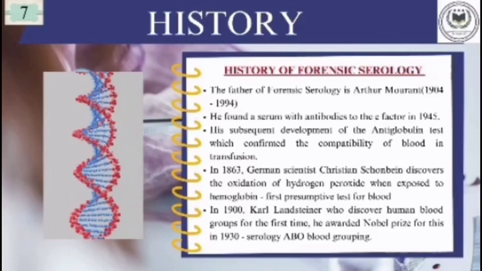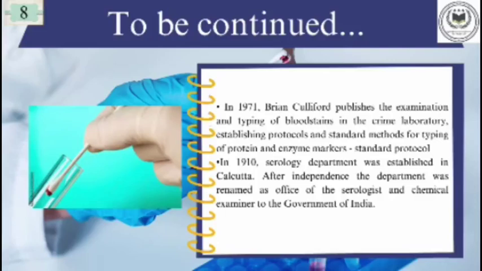Next, in 1900, Karl Landsteiner discovered the human blood group for the first time, and he was awarded the Nobel Prize for this in 1930. It is also known as serology ABO blood grouping. In 1971, Brian Culliford published the examination and typing of bloodstains in crime laboratories, establishing protocol and standard methods for typing of protein and enzyme markers. And in 1910, a serology department was established in Calcutta. After independence, the department was renamed the Office of Serologist and Chemical Examiner to the Government of India.